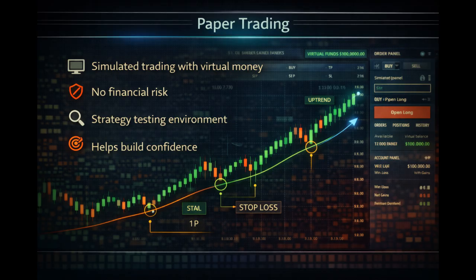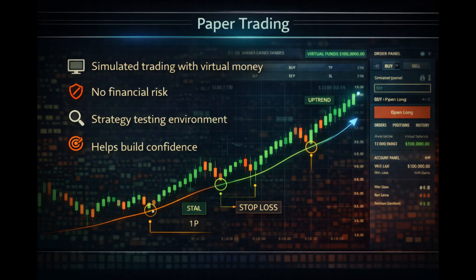Purpose of paper trading. The main purpose of paper trading is to allow traders to learn trading techniques and test strategies without financial risk. Beginners often make mistakes while learning how to analyze charts, identify trends, and manage trades. If these mistakes occur in a real trading account, they can result in financial losses. Paper trading provides a risk-free environment where traders can experiment with different trading strategies and observe how those strategies perform under various market conditions. It also helps traders develop confidence before transitioning to real money trading.